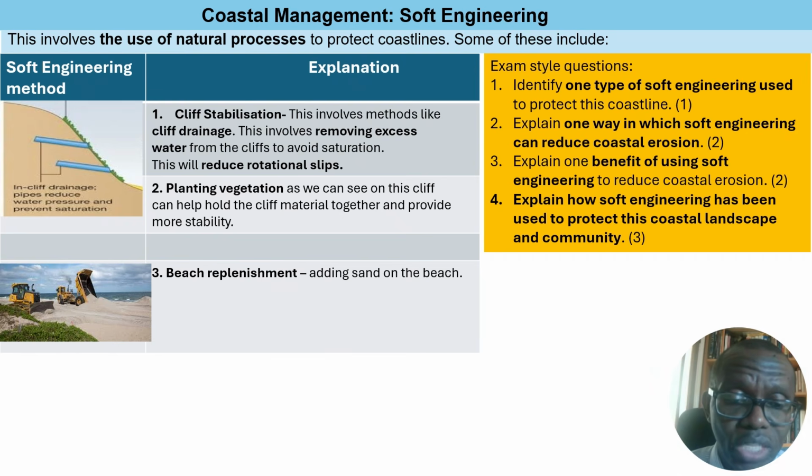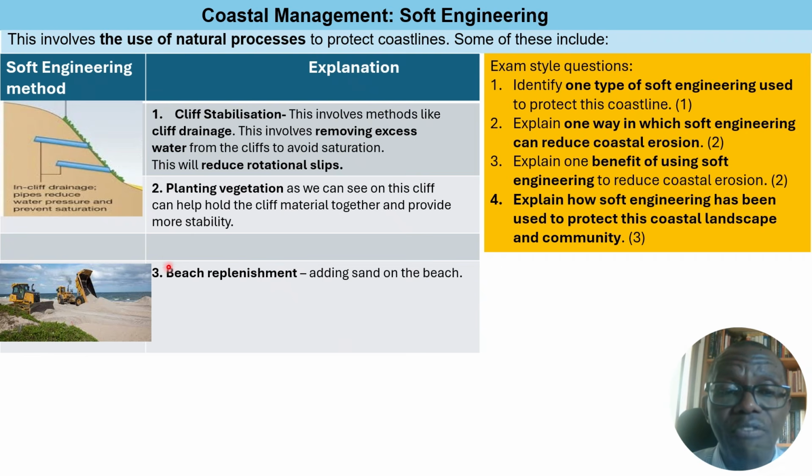If we look at this picture that we have here, we can see that pipes have been installed in the cliff, and of course those pipes are going to drain off the excess water, and in so doing they are going to ensure that the cliff does not become saturated and therefore end up slumping or slipping. Then we have planting of vegetation. Again, on the same cliff face here, we do have vegetation. That vegetation will tend to stabilize the cliff face, because the vegetation will have roots, and those roots will go into the soil and therefore hold the soil together.